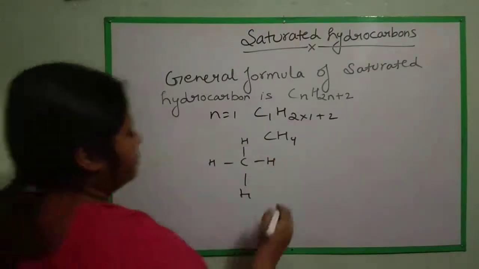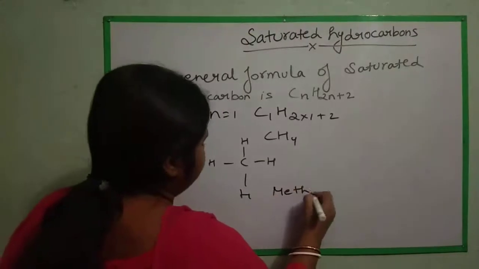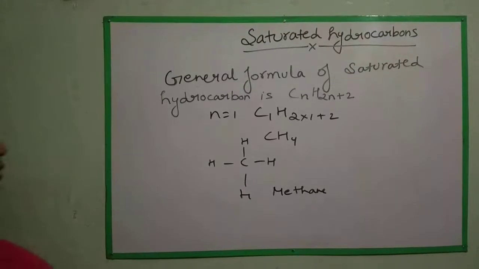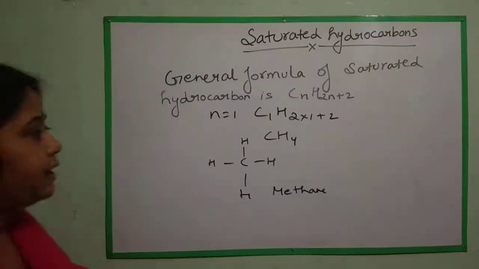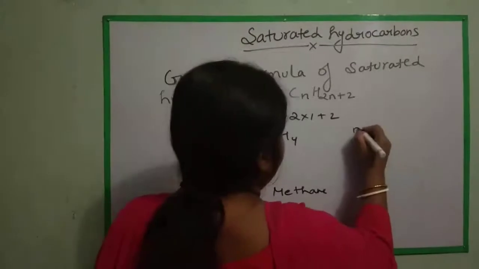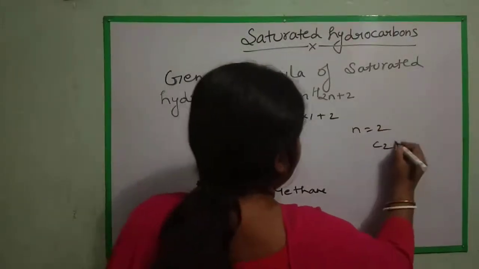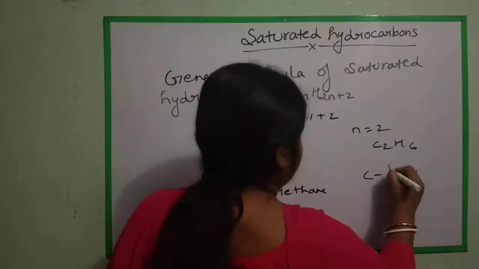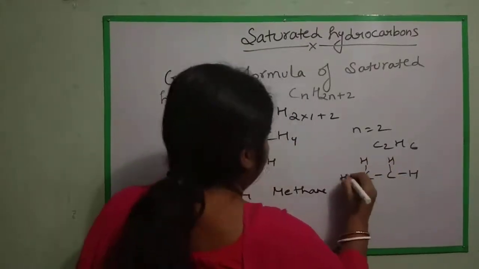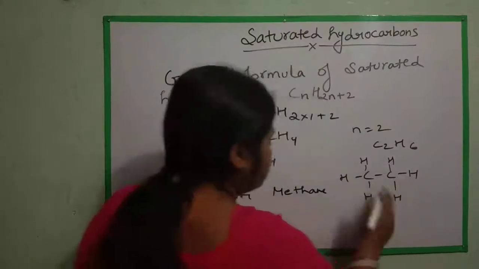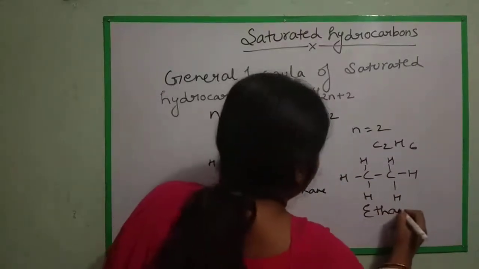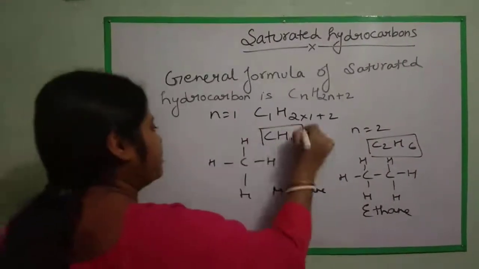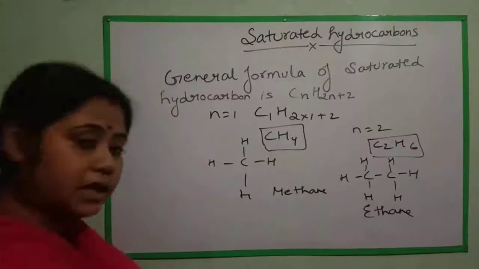The name of this compound is: 1 carbon, meth, single bond, ane, methane. This is the first saturated hydrocarbon, named methane. The second, if I take n=2, then it will come C2H6. If I draw the structure, it is C, C with hydrogens attached. The 2 carbon, eth, single bond, ane. The second hydrocarbon is C2H6, named ethane. The first hydrocarbon is CH4, named methane.